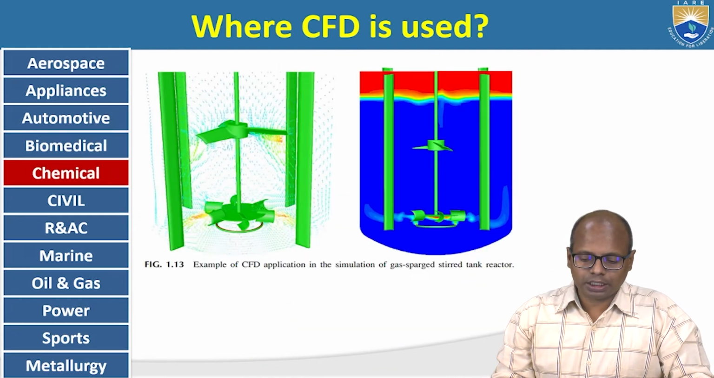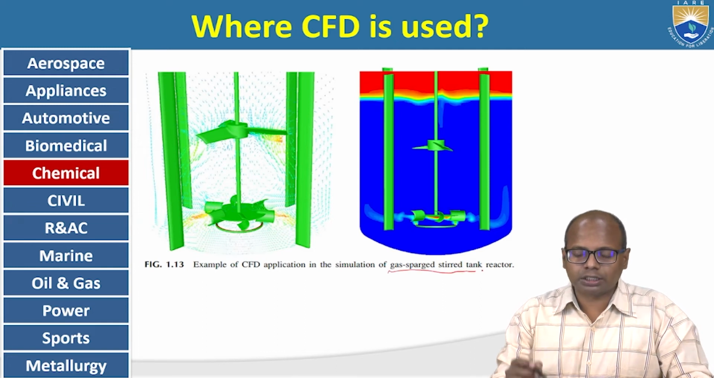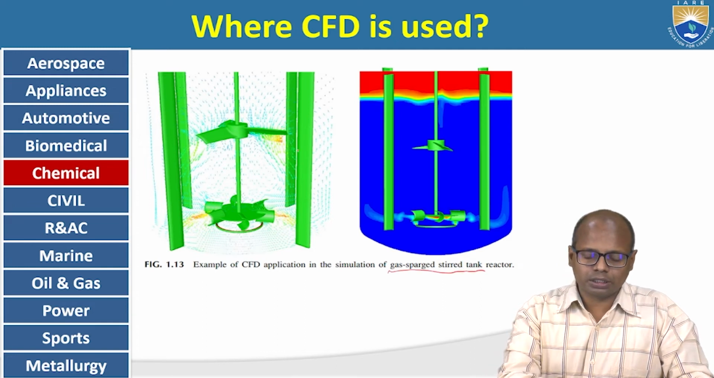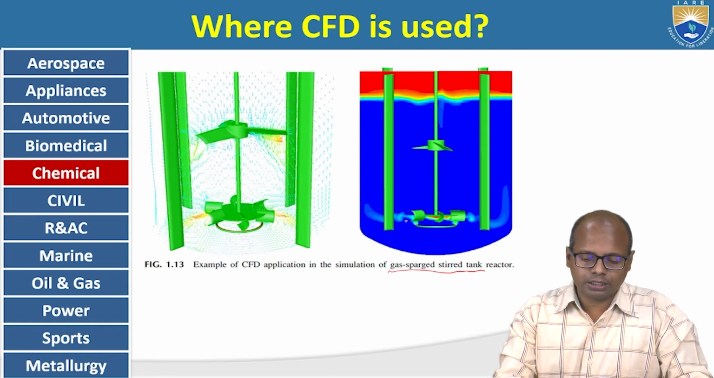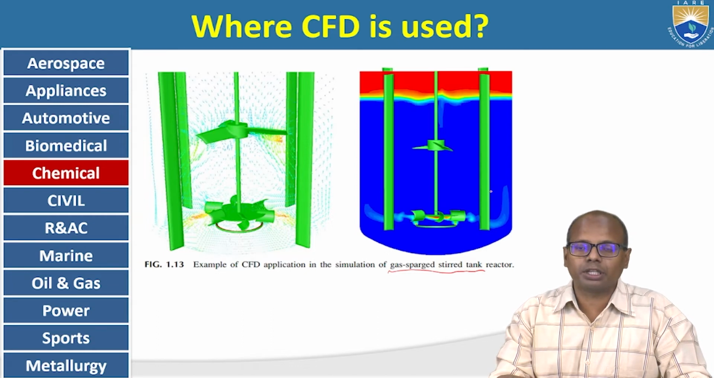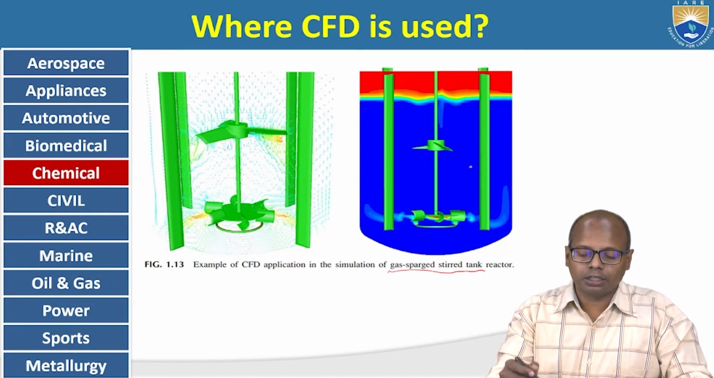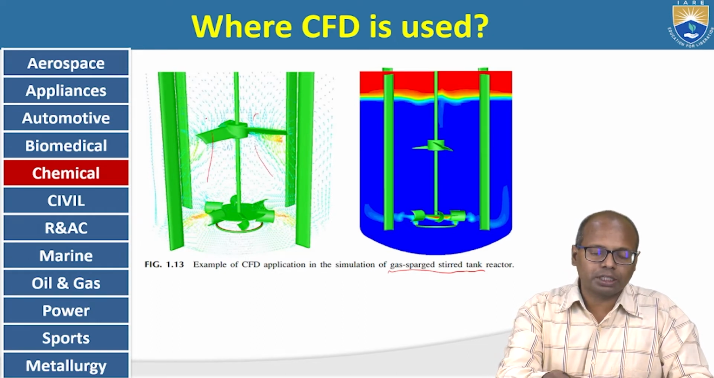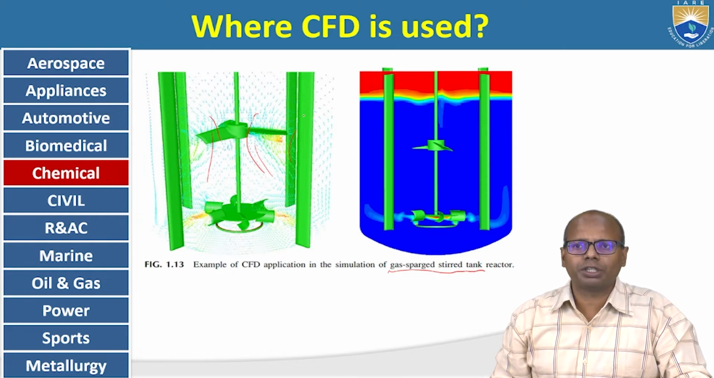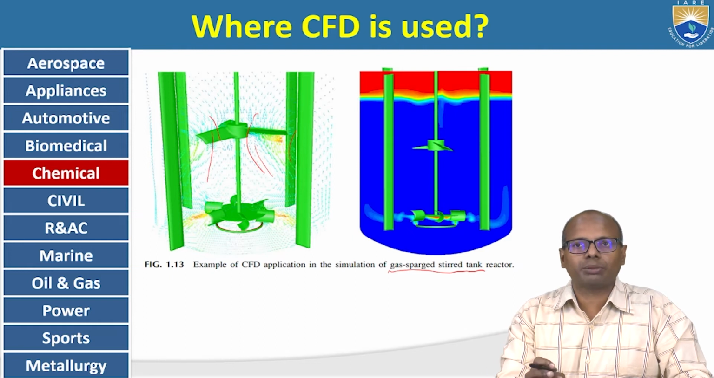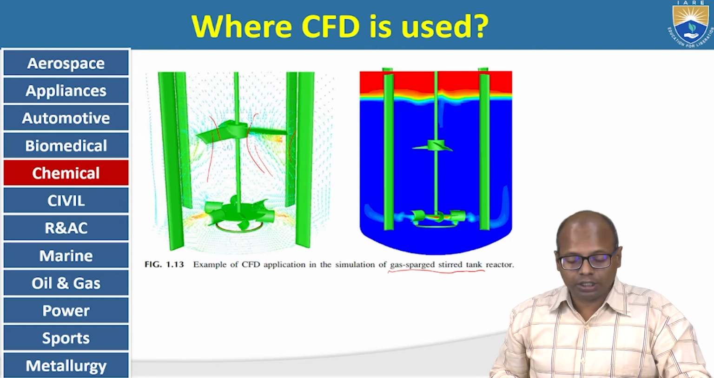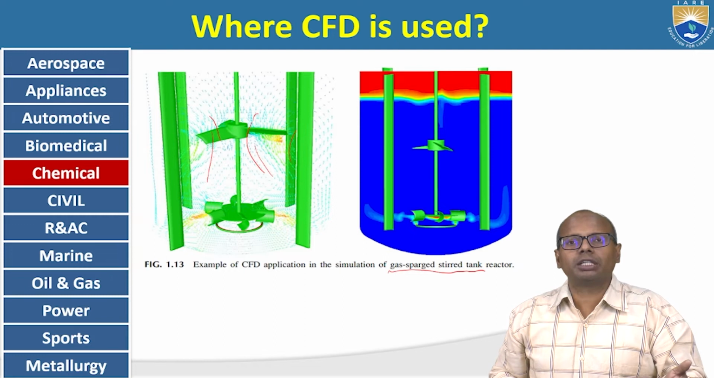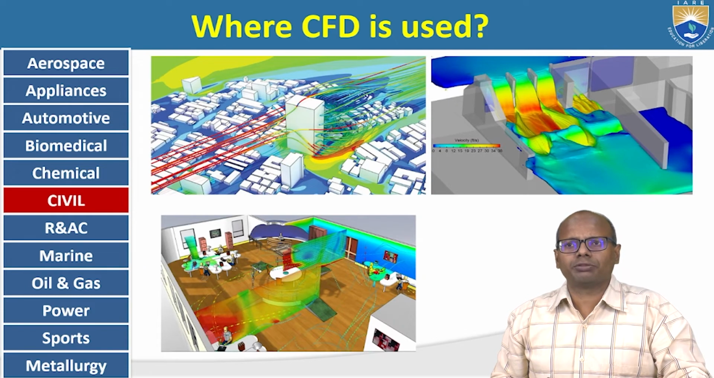Now in the chemical industry, if you see, this is a gas sparged stirring tank. Okay, this stirrer is there, and the gas is coming out of this stirrer, and the stirring is happening. And how this entire process happens. Here it is showing the vectors of this flow, how it is happening. And here the fluid flow simulation is shown. How this happens in a container, that you can see here. So in the chemical industry also, people started using CFD.